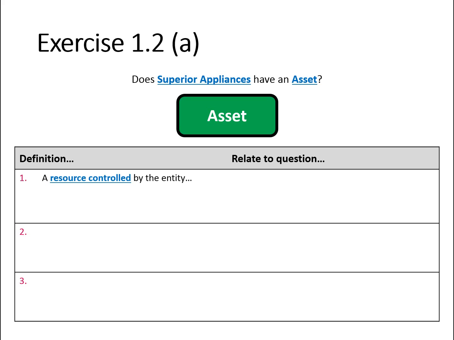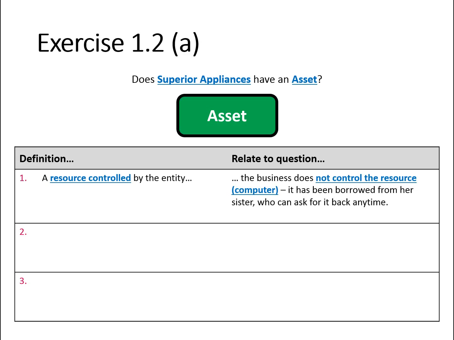So in answering that, we're going to define and relate at the same time. I'm going to define that an asset is a resource controlled by the entity. The business doesn't control this resource. It has been borrowed from the sister, who can ask for it back at any time.